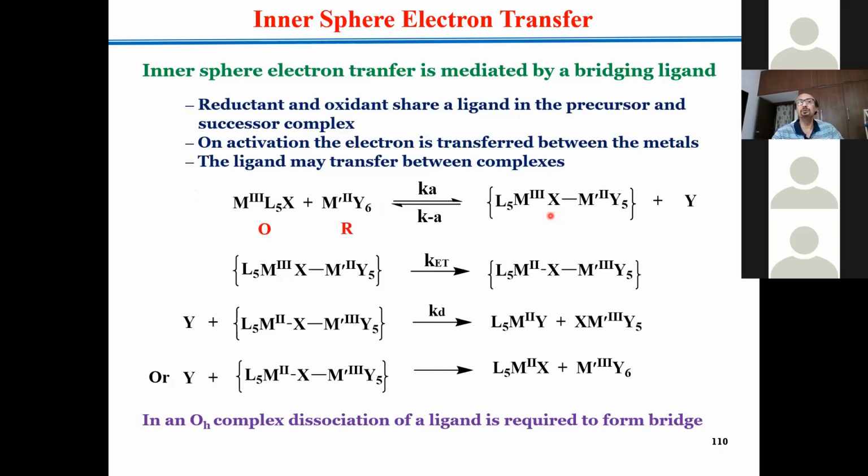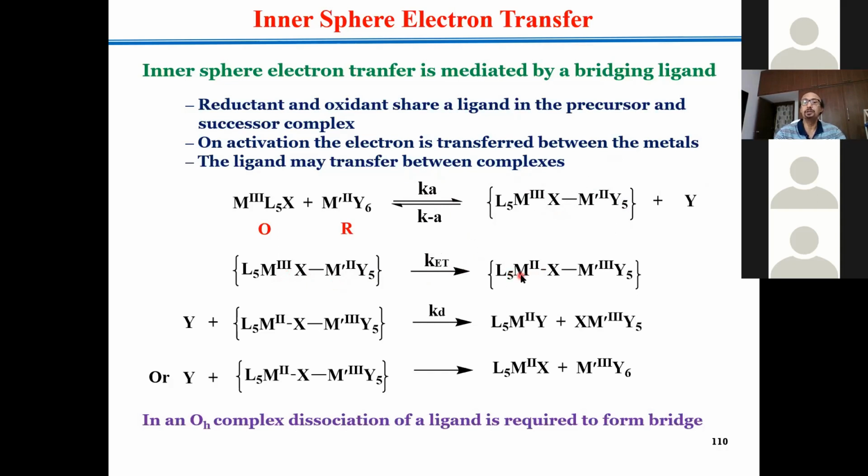Now here we have assumed that X is a better bridge than L and Y. That's why it is functioning as a bridge, and this impact is so strong that one of the Y's goes out of the coordination sphere. So you will have what we call a precursor compound, where there is a bridging situation, and that was never present in the outer sphere mode. And then you can have a rate of association, dissociation, all sorts of things. And then once it comes closer, you will have the electron transfer between M and M prime.